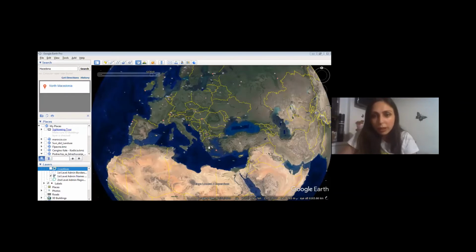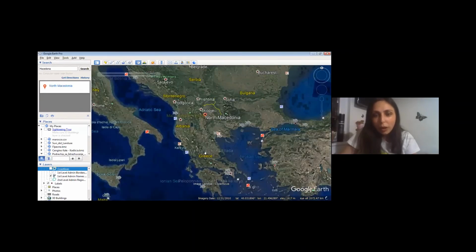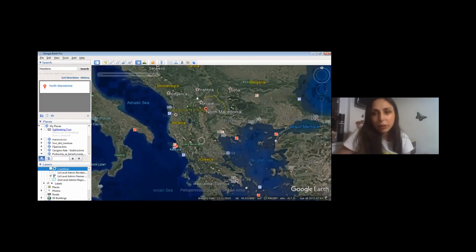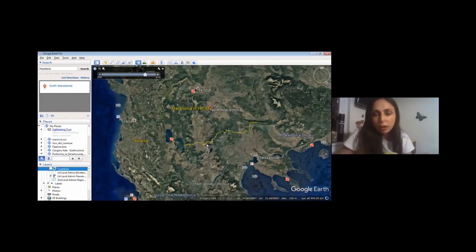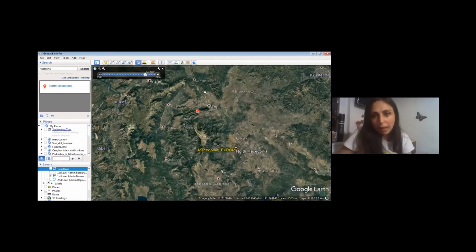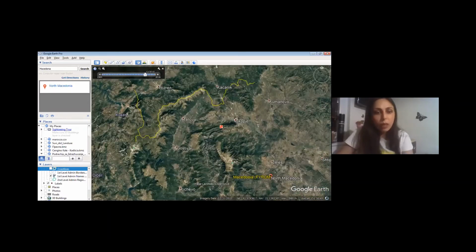So Macedonia is this small country at the center of the Balkan Peninsula, and my research site that I'm going to talk about is this huge mountain range that is also bordering the state of Kosovo, Shar Mountain. So I'm going to go now to my presentation.